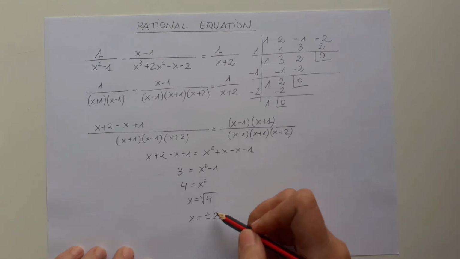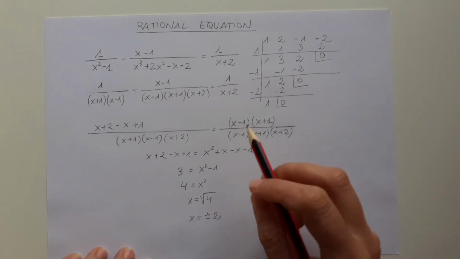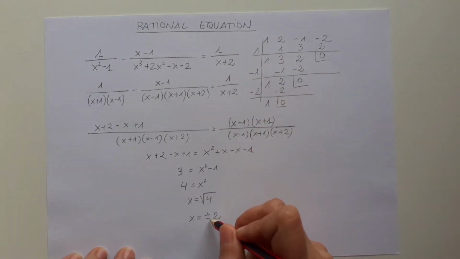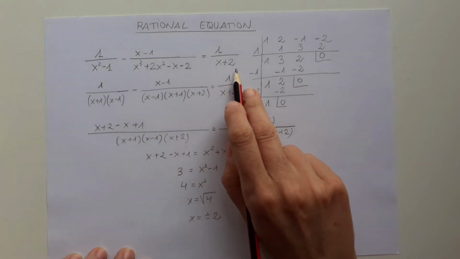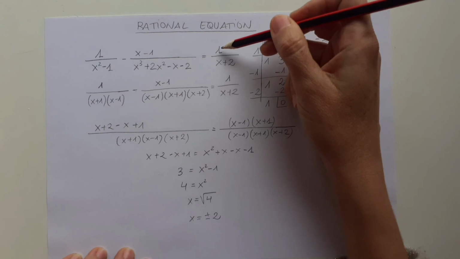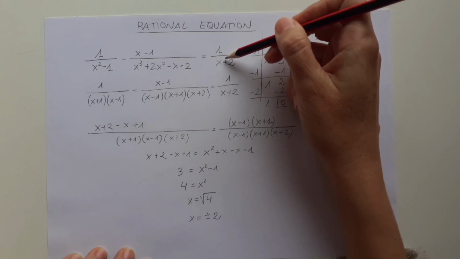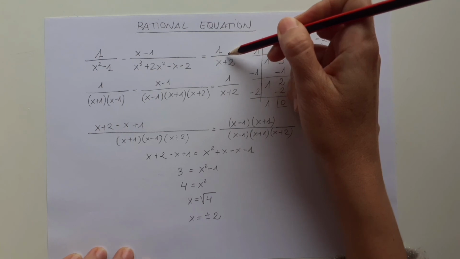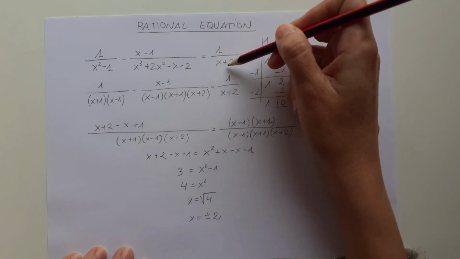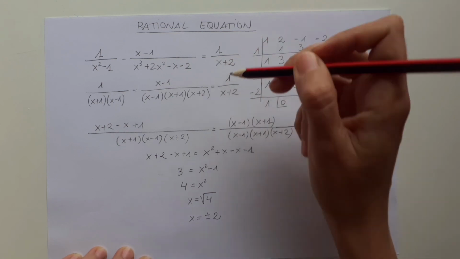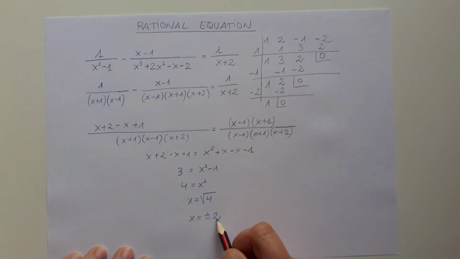But I have to check if these solutions are both valid. And they are not. Why not? Because if I plug in -2 in the denominators that I have at the beginning, here I would obtain 0. And I cannot divide 1 by 0 because I wouldn't obtain a real number as a solution. All right? The result would approach infinity. And since we are working with real numbers, I cannot use -2 as a solution.